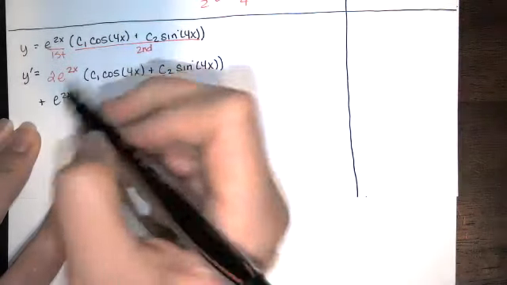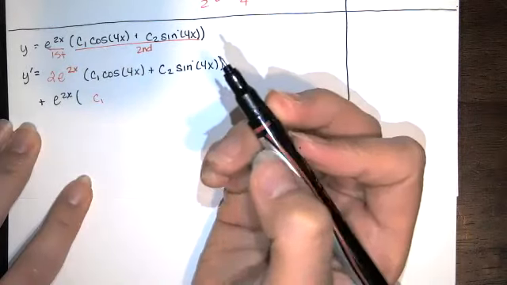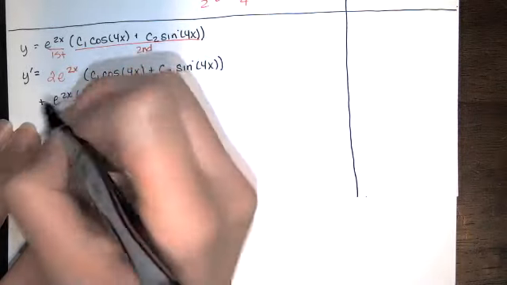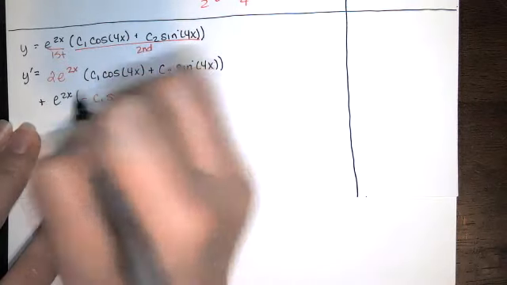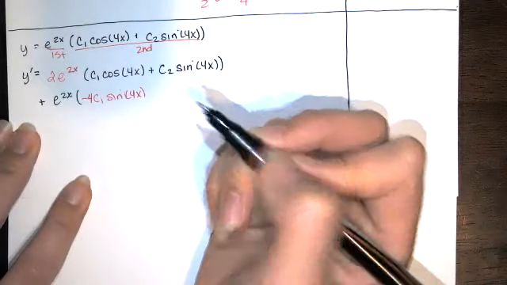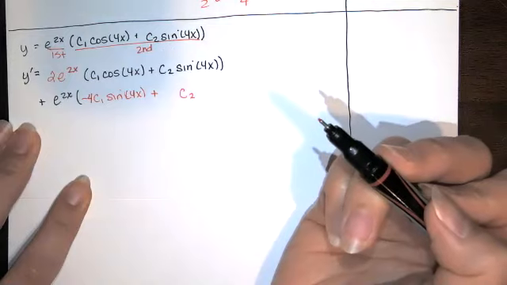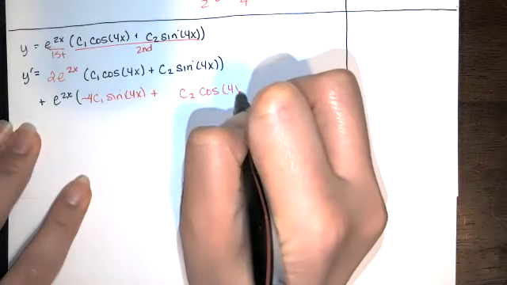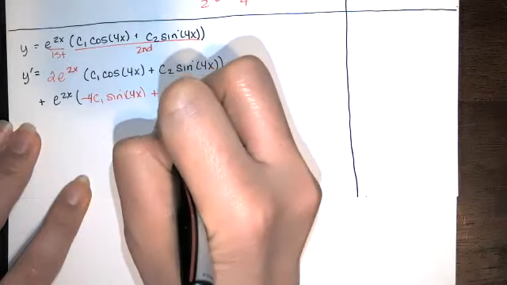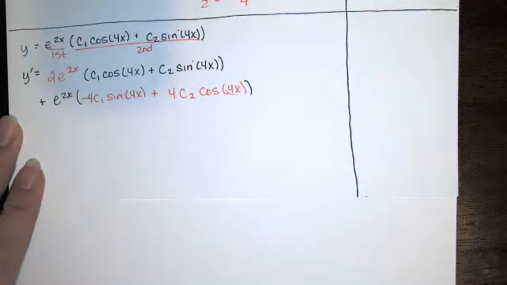Okay, derivative of the second. You bring the c1 down and you multiply by the derivative of cosine of 4x. The derivative of cosine of 4x is negative sine of 4x times the derivative of the inside, which is a 4. Then we're going to add, bring your c2 down, the derivative of sine of 4x. The derivative of sine of 4x is cosine of 4x times the derivative of the inside, which is a 4. And that's our y prime.